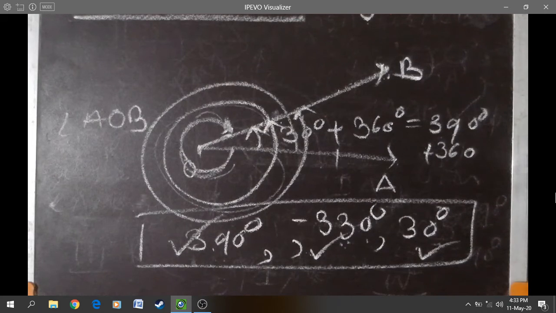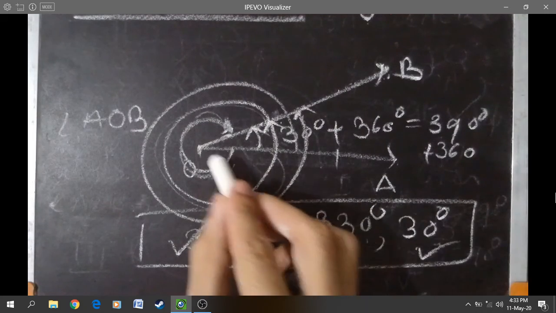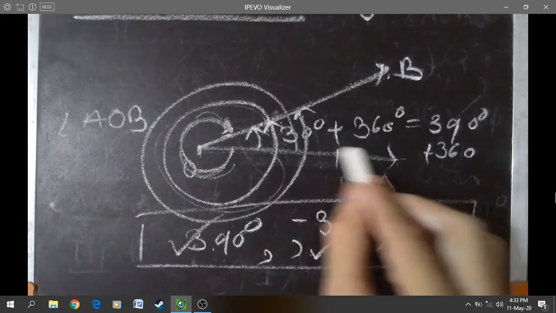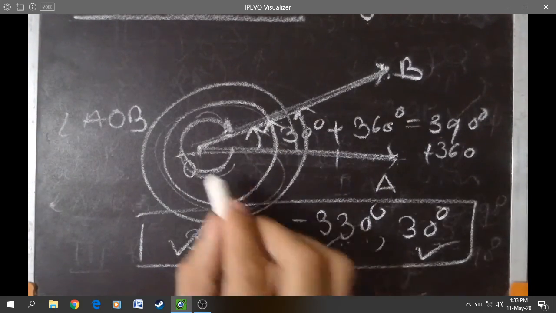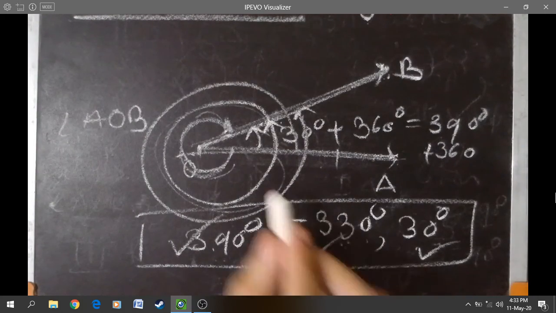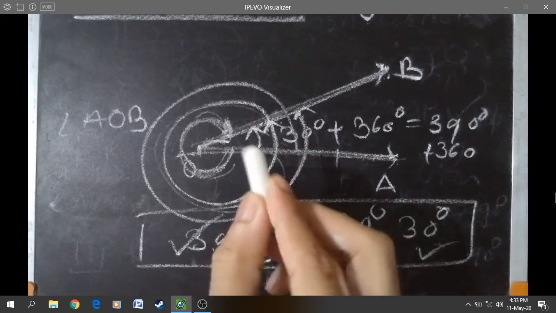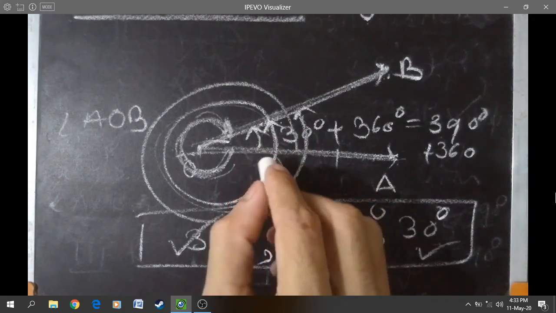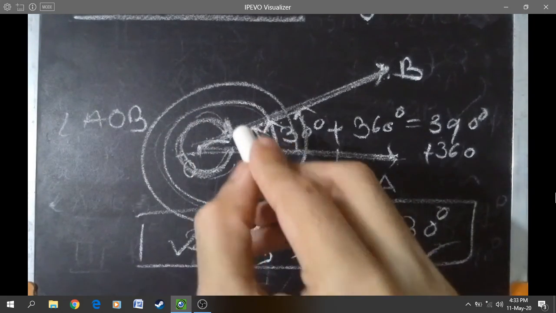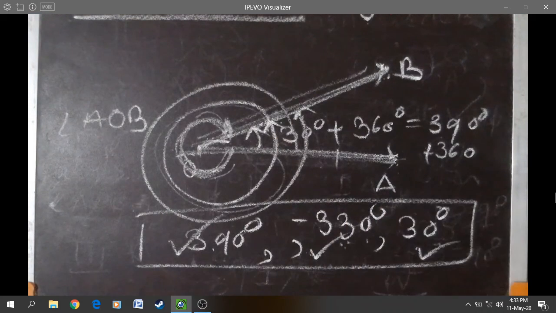So we understand what coterminal angles are. Coterminal angles have the same initial and terminal rays, but different amounts of rotations. Sometimes it's anti-clockwise, sometimes it's clockwise, sometimes it's one rotation, sometimes it's two rotations. But in the end, they should have the same initial and terminal rays.